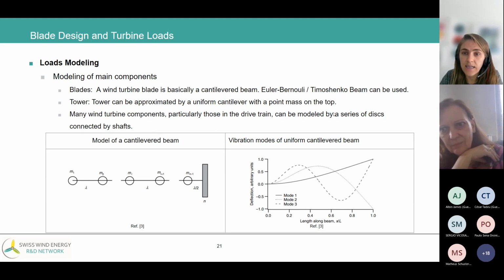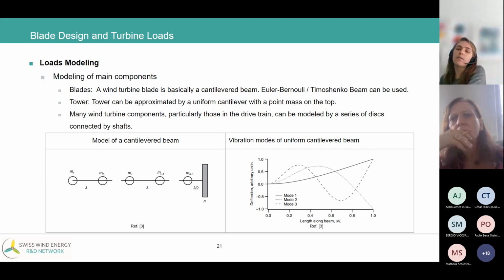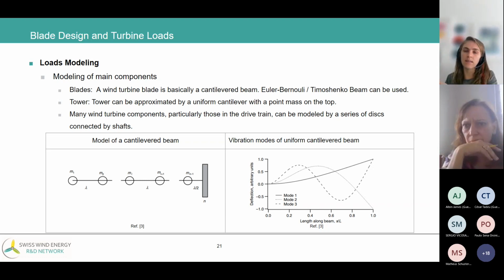Yes, the discs that I mentioned are, for example, the drivetrain. In the drivetrain you can have a gear, or in some turbines you don't have a gear, but then you have the main shaft and the generator, and you will be modeling this as disks with some inertia and some connection between these disks. You have, for example, the inertia of the generator and the inertia of the gearbox, and in the middle you will have your drivetrain model.